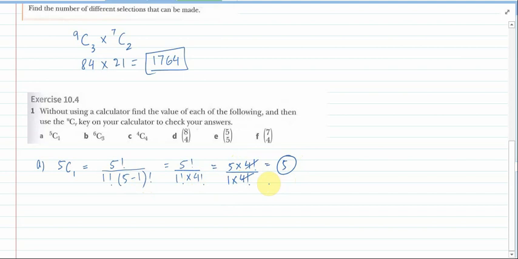And what you need to do after part A, you need to attempt part C and part F. Part F is 7 and 4, so it means 7 combination 4.